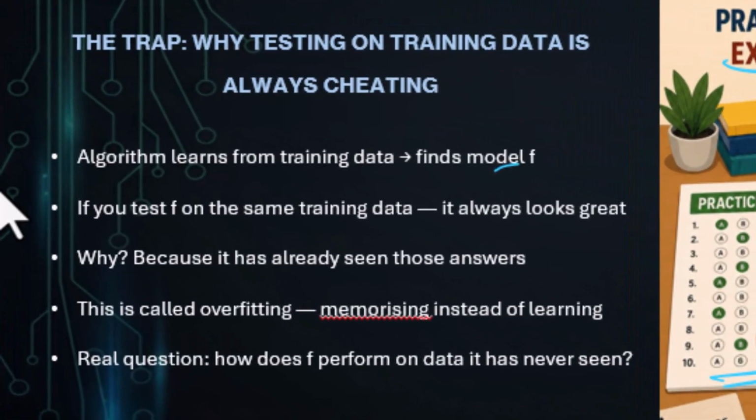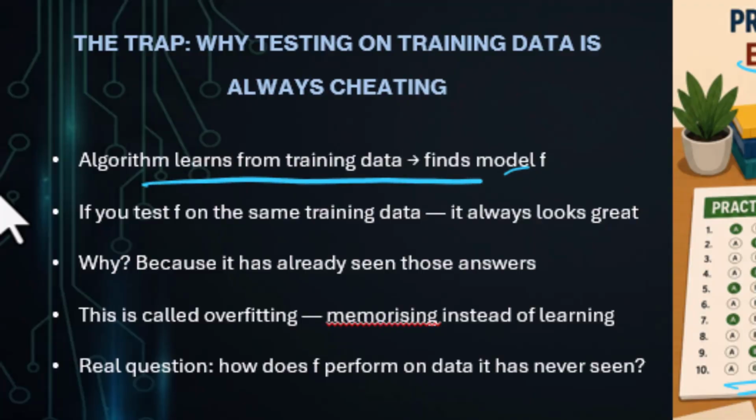First, the algorithm learns from the training data, as we have seen in both classification and regression, where the training data gives the parameters to the algorithm which creates the models. If you test F, that is the model, on the same training data, it always looks great. Right? That's what we said. If you train on data and test on the same training data, it will look good. Now, it has already seen those answers.